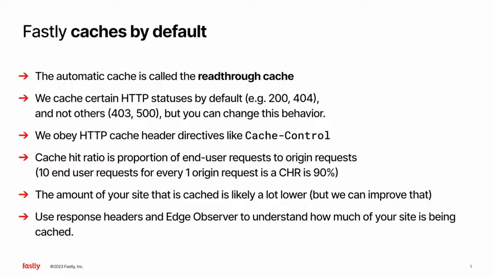We obey HTTP cache header directives like cache control, which are standard. And we show the amount of content that's being cached using a metric called cache hit ratio, which is the proportion of end user requests to origin requests. So if you had one origin request for every 10 end user requests, that would be a cache hit ratio of 90%. The amount of your site that is cached is likely a lot lower than that, but we can improve that. We'll show you how.